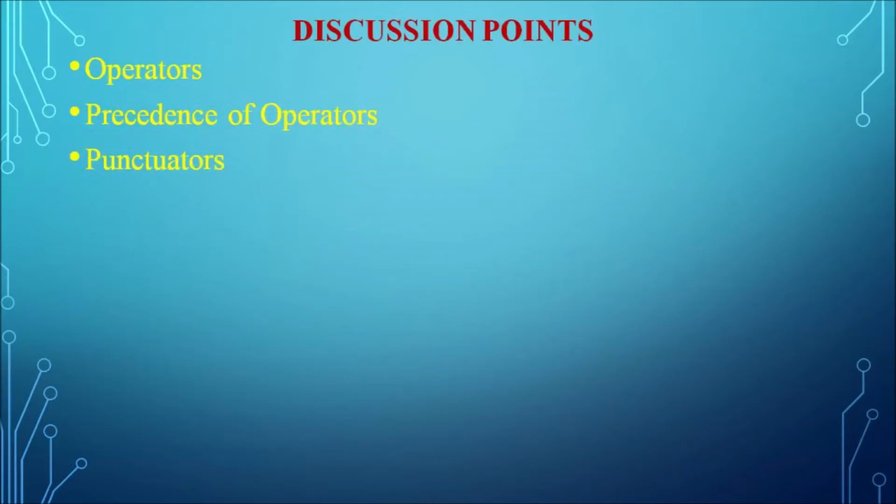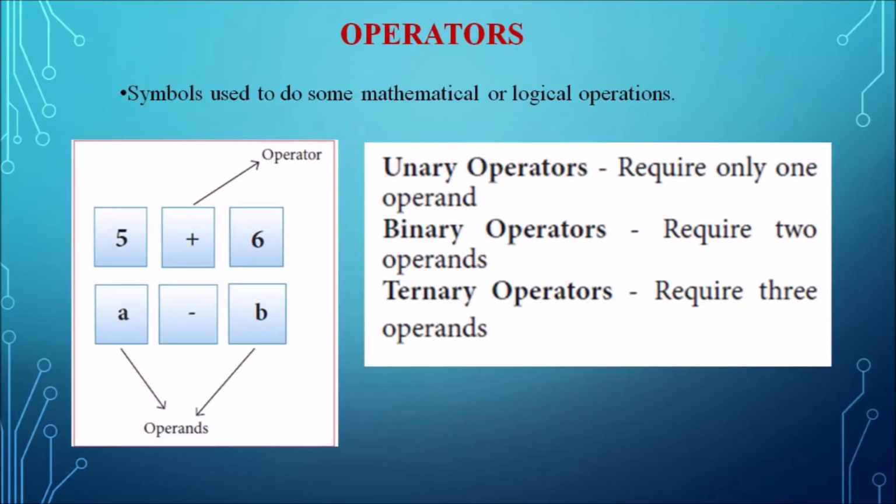So these are the discussion points, that is, the remaining two lexical units. The first one is operators. We are going to see the various operators used in C++ and the precedence of operators, that is, how the operators are calculated and manipulated based on priority. And the last lexical unit, the token, is the punctuators, that is, how the punctuators are used in a C++ program. First we are going to see about the operators.